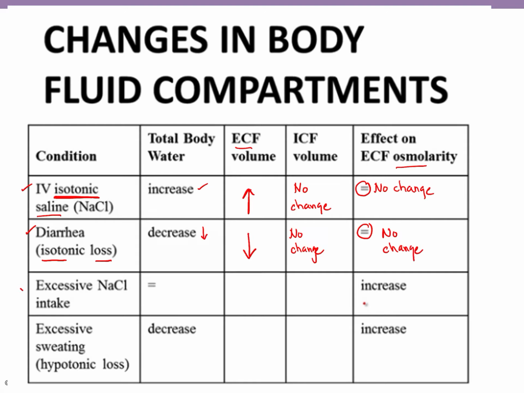Let's look at the third example here where we have excessive salt intake. So this is like eating some really salty potato chips. You just ate a ginormous bag of potato chips. You did not drink any water while you're increasing the salt content. So what happens is the total body water that you have is the same, right? There's no change here because all we're doing is we're adding salt. We're not adding any water. So the total body water is the same.